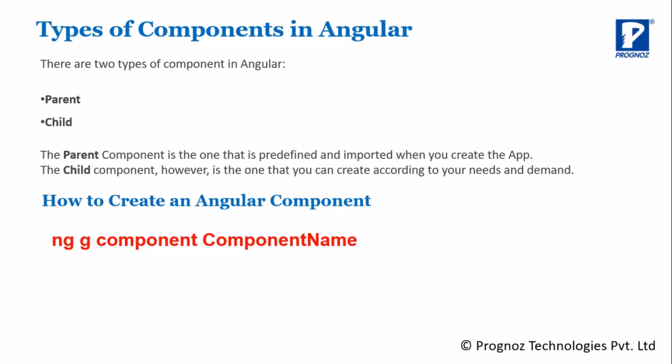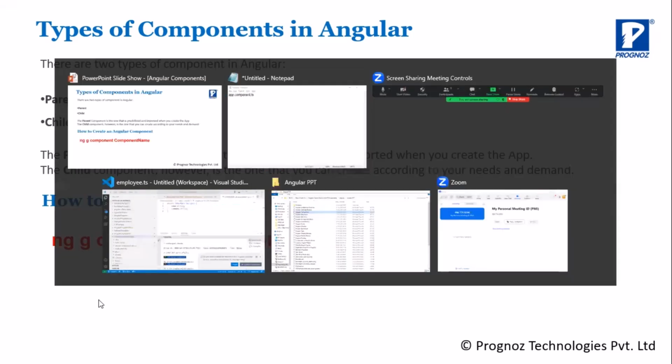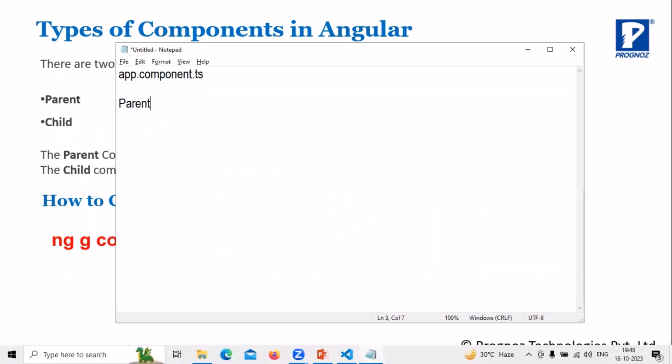That is the parent component. And the child component, as per our requirement, as per our need, as per our demand, we are creating a new component, that is nothing but what we can call a child component. So how many types of component? Parent and child. The parent component we get by default in the Angular application, the app component is always there. And child components we create as per our requirement in the programs.